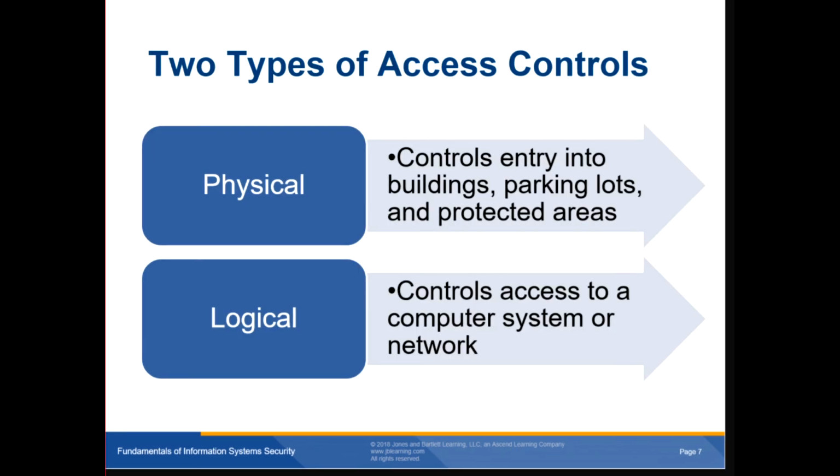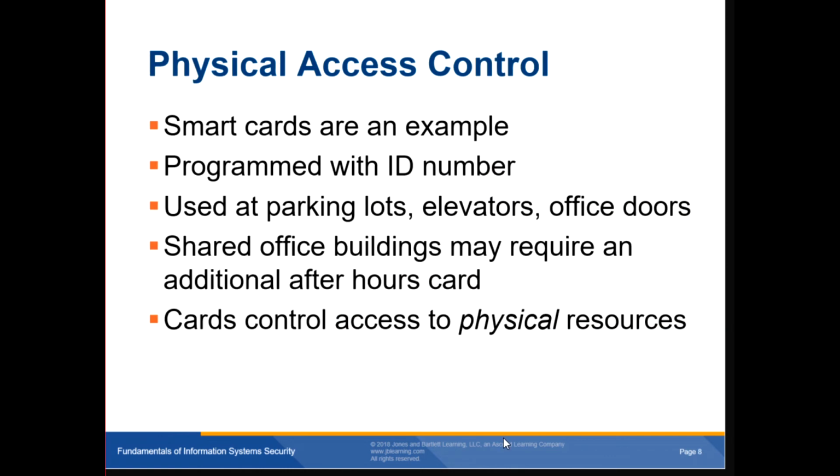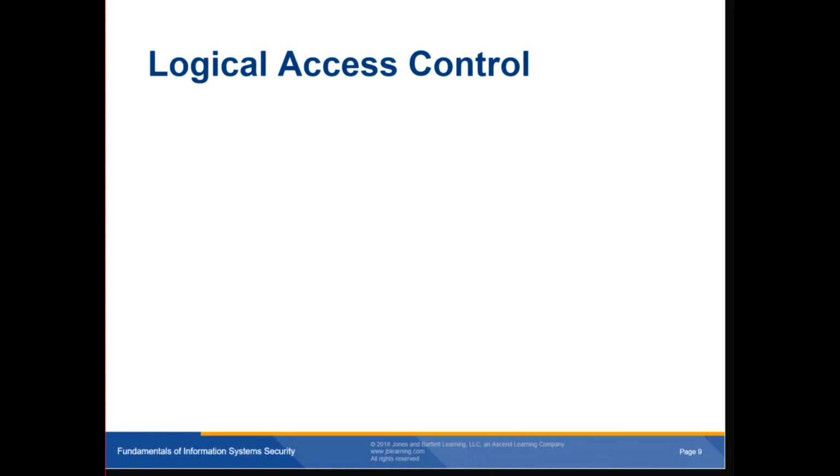There are 2 types of access controls. Physical controls entry into buildings, parking lots, and protected areas. And logical controls access to a computer system or network. Physical access control: smart cards are an example. They're programmed with an ID number, used at parking lots, elevators, office doors. Shared office buildings may require an additional after-hours card. Cards control access to physical resources.